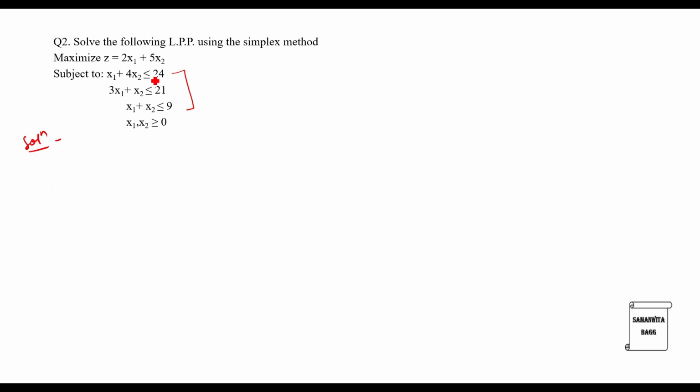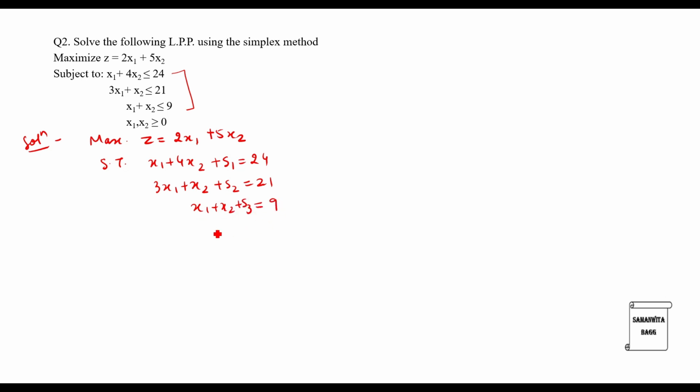So we will first start by converting this inequality sign into an equal one. I'll write down maximize Z is equal to 2x1 plus 5x2 subject to x1 plus 4x2, here I'll add plus s1 is equal to 24. Then 3x1 plus x2 plus s2 is equal to 21. And x1 plus x2 plus s3 will be equal to 9. Lastly, I'll write down x1, x2, s1, s2, s3. All these values are greater than equal to 0.